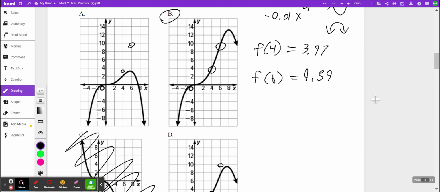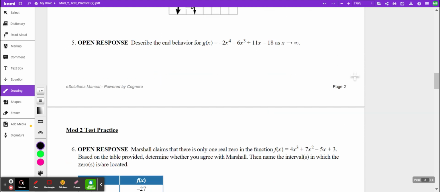We have question 5. Describe the end behavior of this graph right here as x approaches positive infinity. So I look at this, I look at the highest degree. I see that it's even, and I look at the leading coefficient. So it's even, so it looks like this, and now it's negative. So now it's back to this.